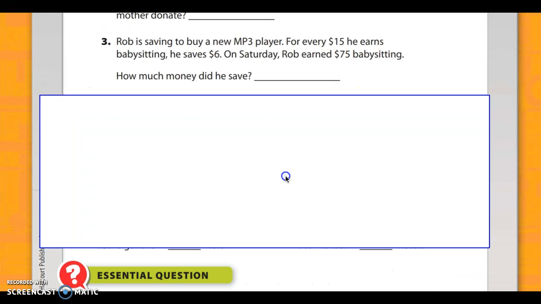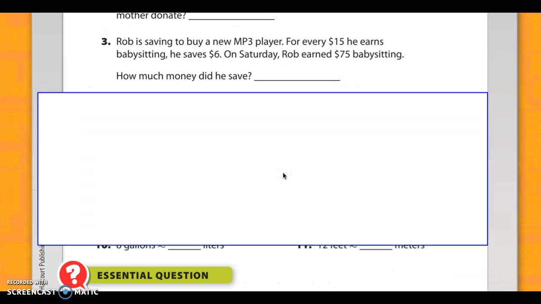Number 3. Rob is saving to buy a new MP3 player. For every $15 he earns babysitting, he saves $6. On Saturday, Rob earned $75 babysitting. How much money did he save? I'm emphasizing those words earns and save because those are the two things we're comparing. We're comparing his earnings to his savings.